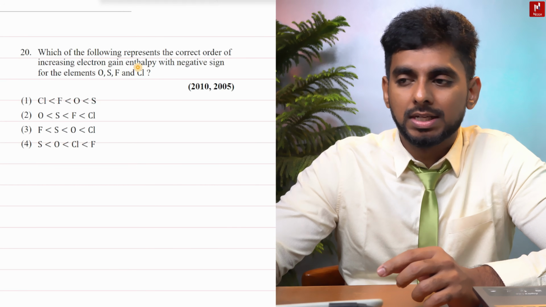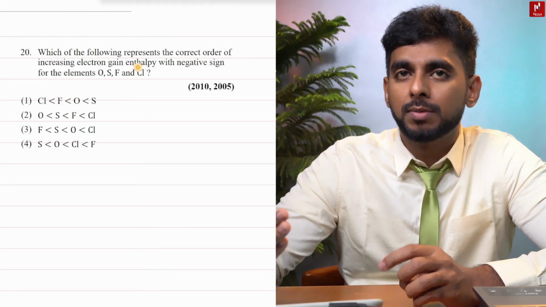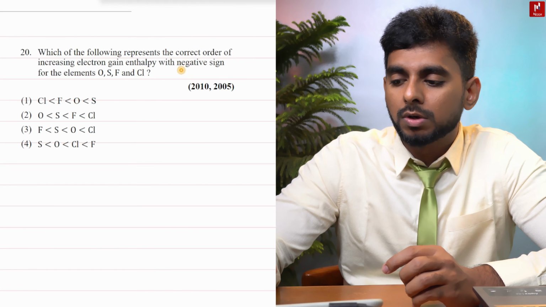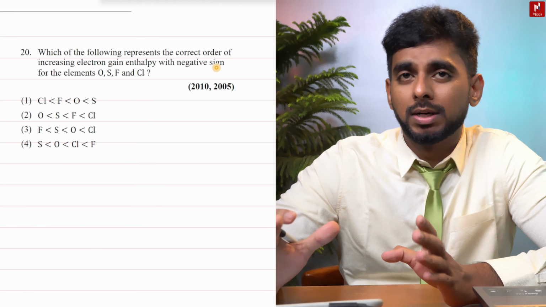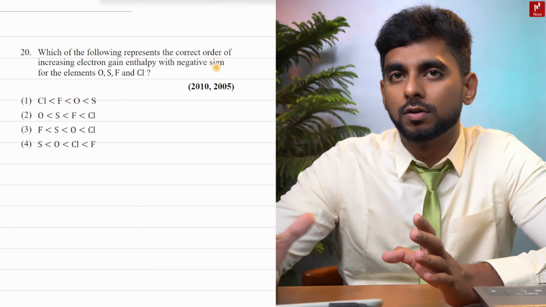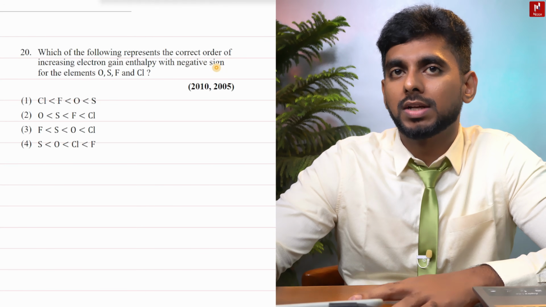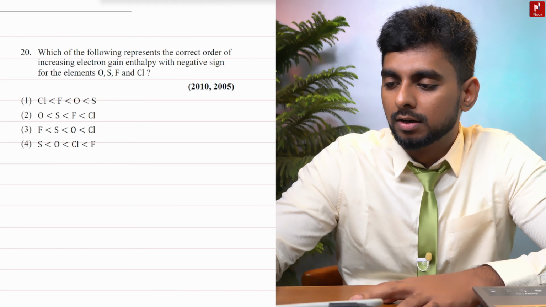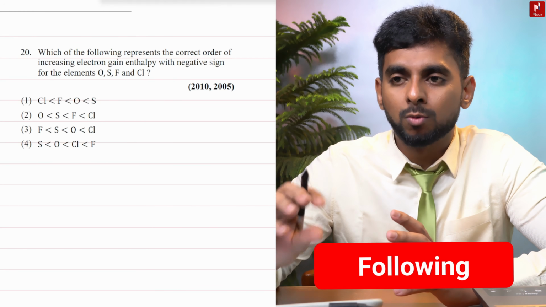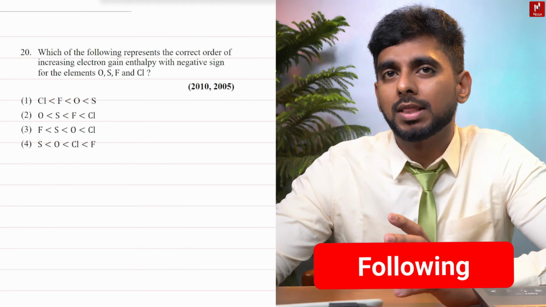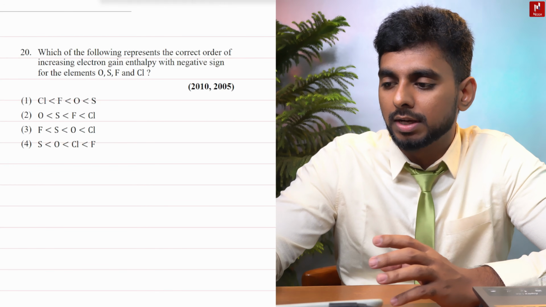We just know in the majority of situations electron gain enthalpy will be negative, so we do not need to worry about this negative sign. What they're asking us to find is the order based on the magnitude. So just the normal electron gain enthalpy, that's what I need to find here. First I just need to know in what places these elements are present in the periodic table.